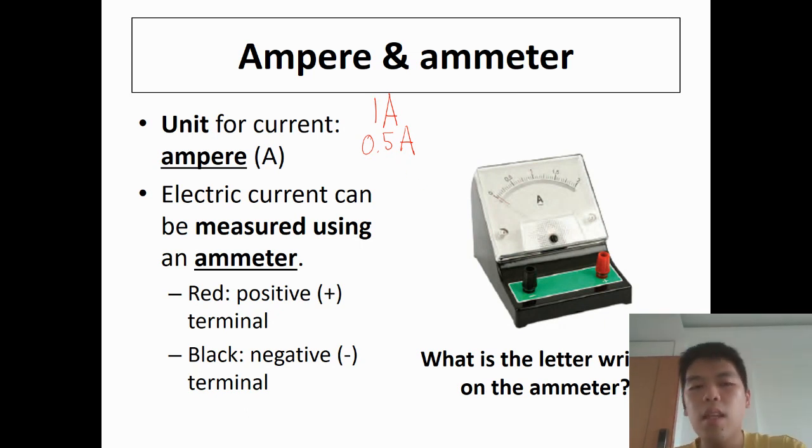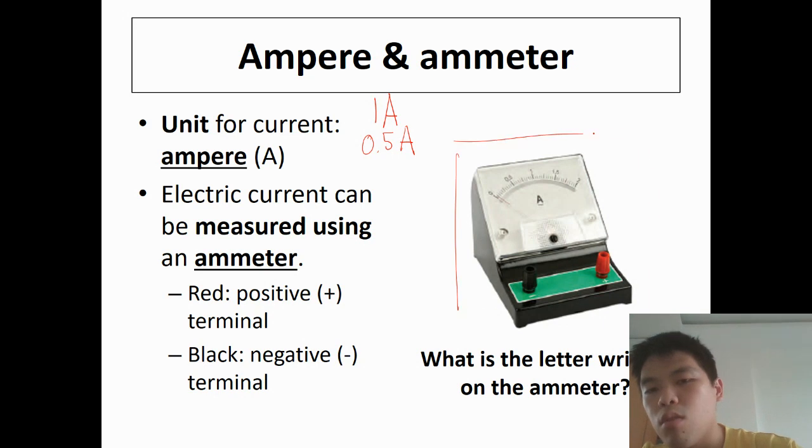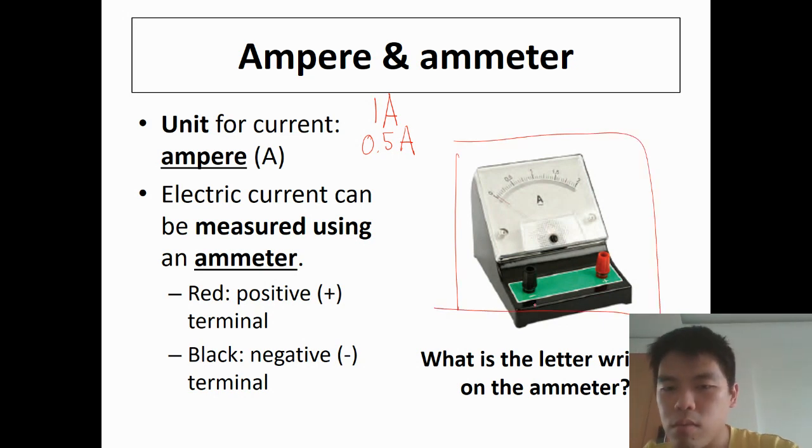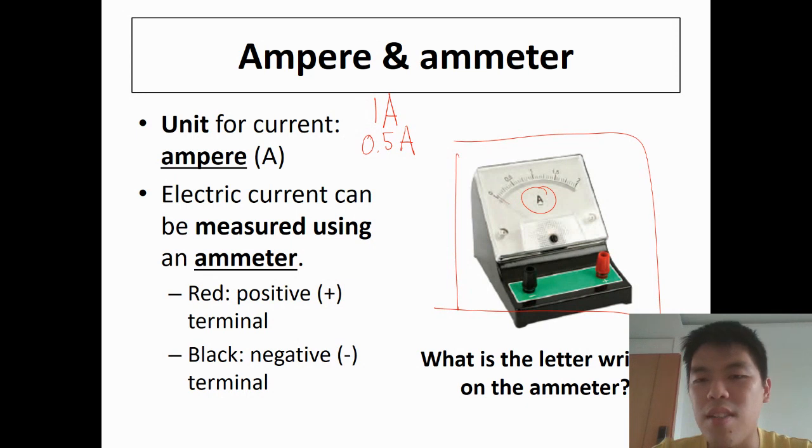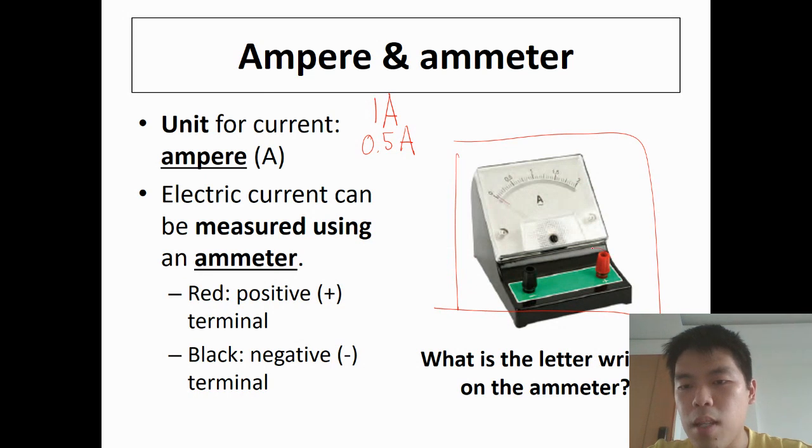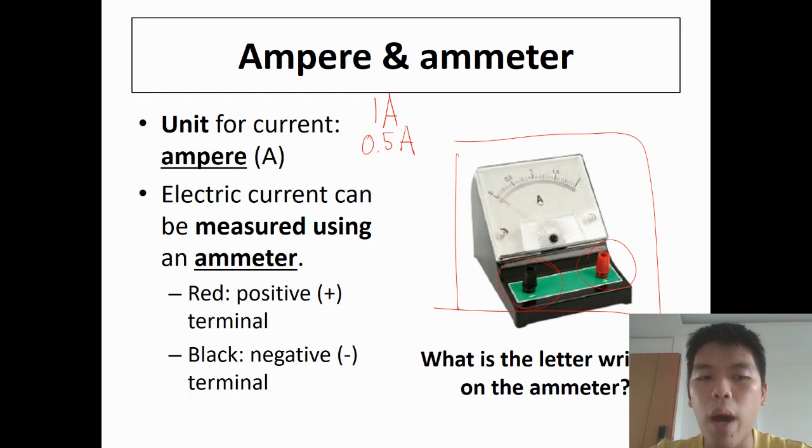All right. Next, electric current can be measured using an ammeter. So to measure the current itself, we use an ammeter. An ammeter looks like this here. How do we know this is an ammeter? We look at the alphabet in the middle. There is an A. So if there is an A in the middle itself, it means that it is an ammeter. Okay. What else do we look for? Let's look at the terminal. There is a red terminal here and there is a black terminal here. This is for us to connect your wires.